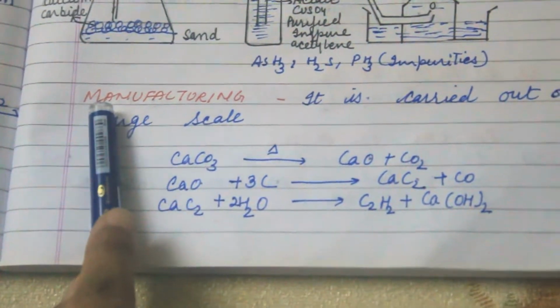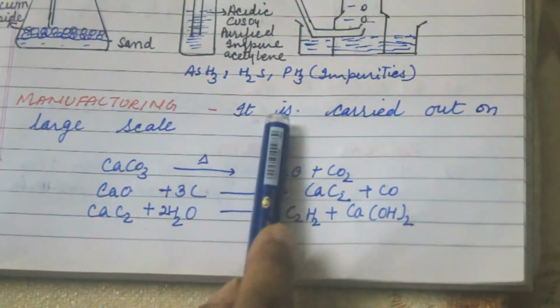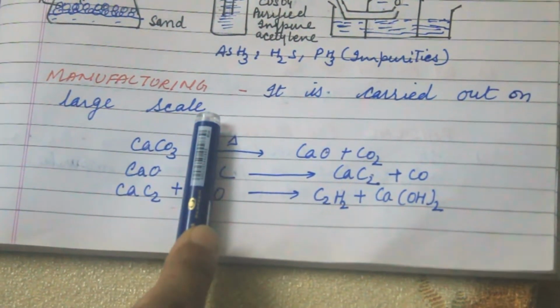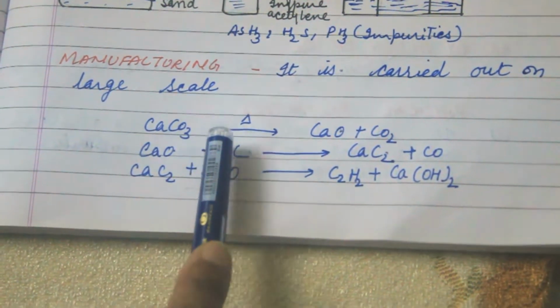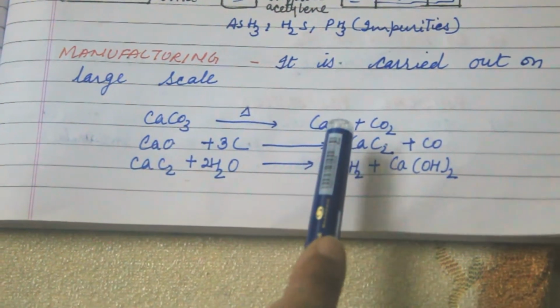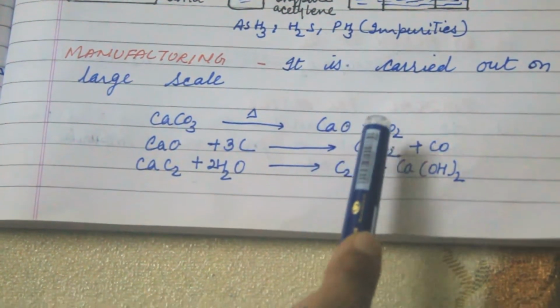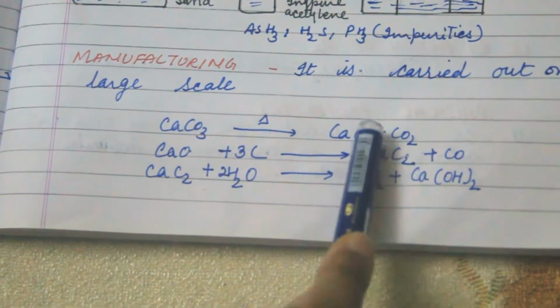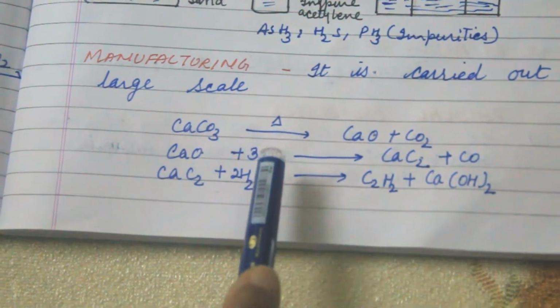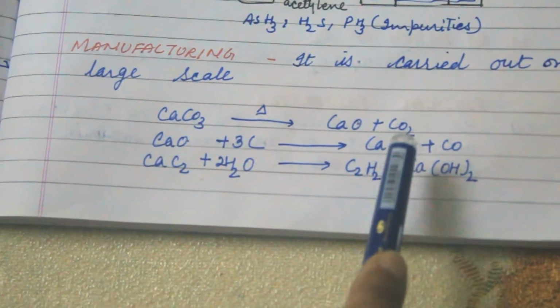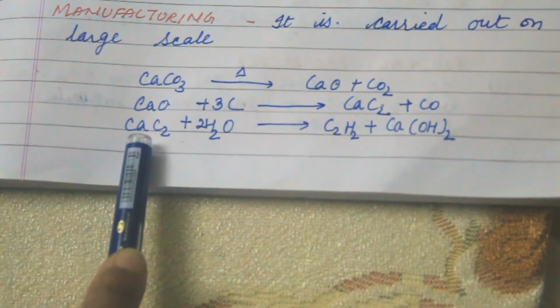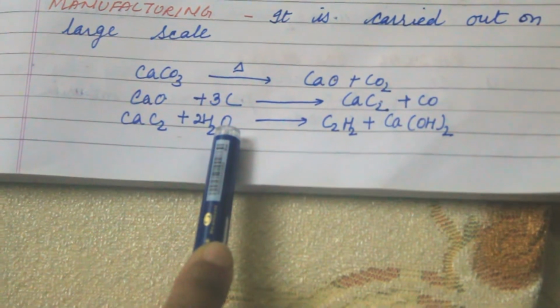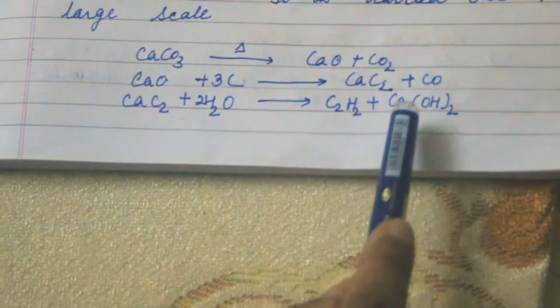Now the second method is manufacturing. It is carried out on a large scale. First you understand the reaction. When calcium carbonate gets heated, it separates into CaO and CO2. When this CaO is again reacted with 3 atoms of carbon, it forms calcium carbide and carbon monoxide. When calcium carbide reacts with 2 molecules of water, it forms acetylene and calcium hydroxide.